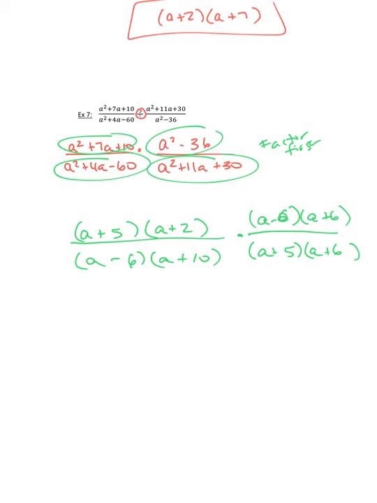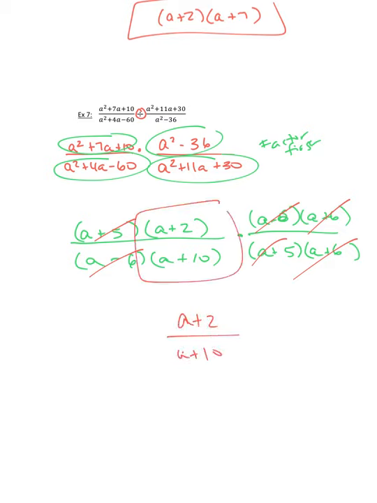And now I just cross cancel common factors. A plus 5 cancels with a plus 5. A minus 6 cancels with a minus 6. A plus 6 cancels with a plus 6. And my final answer is just whatever is left, which is a plus 2 over a plus 10. Those can't be simplified. They don't have any common factors.